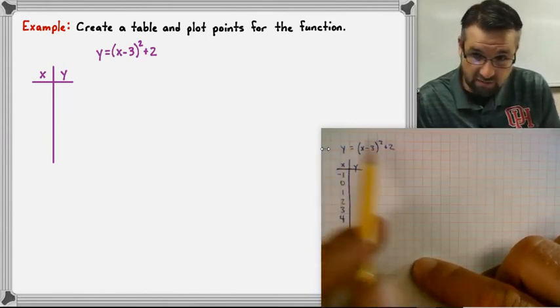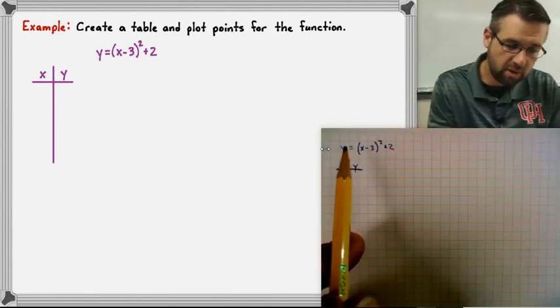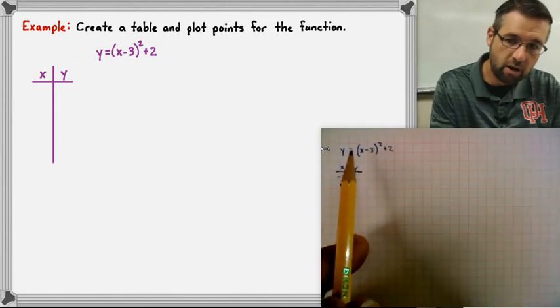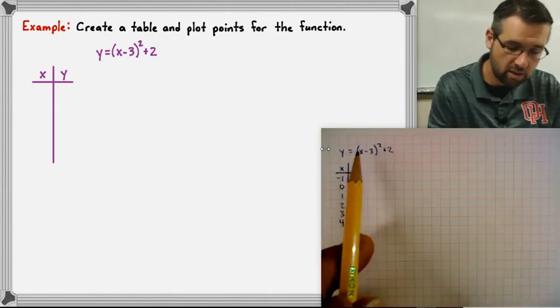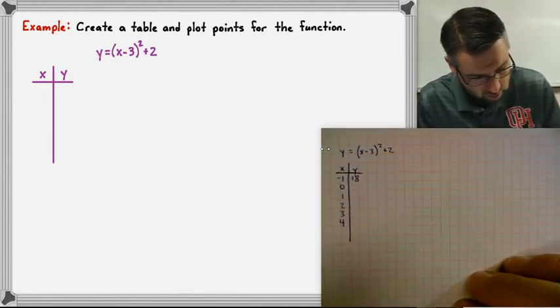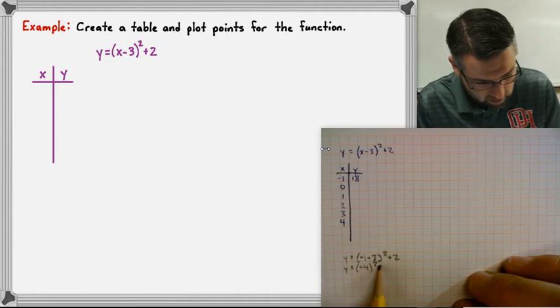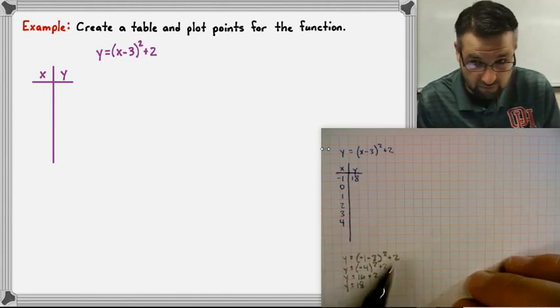Well, I'm going to do this kind of in my head here. -1 minus 3, parentheses first, -1 minus 3 is -4, squared, -4 squared is 16, and then 16 plus 2 is 18. And you know what? I'm going to show that work just so we have a reference point. y equals -1 minus 3 squared plus 2. I plug that -1 in. Again, -1 minus 3 is -4 squared, and -4 squared is 16, and then plus 2 is 18, okay? I'm not going to do that for every one of these.